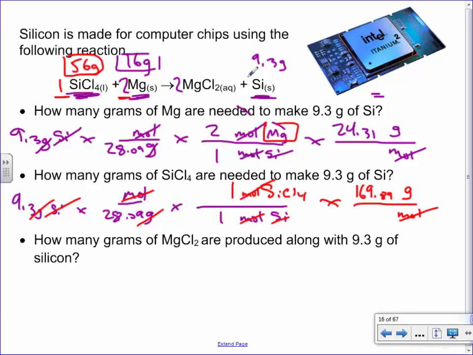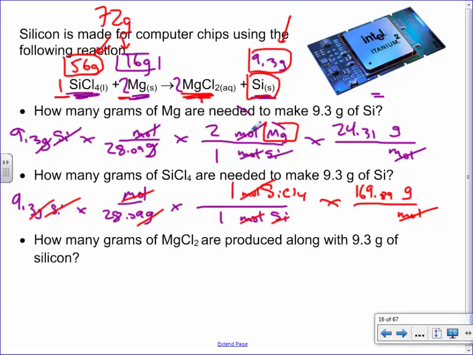So I now figured out how to make my silicon. And when I make my silicon, if I bring 56 grams and 16 grams, it should then, in theory, make me my 9.3 grams of silicon. But as a final question, I could ask you, well, how much of this stuff should I expect with it? Because look at the masses. When we begin right here, there's about 72 grams collectively of reactants to begin with. And only about 9 grams ends up being the silicon. Where's the rest of the mass?